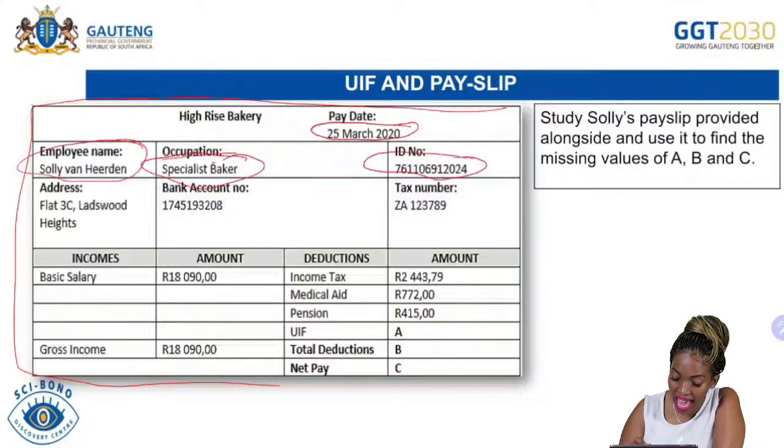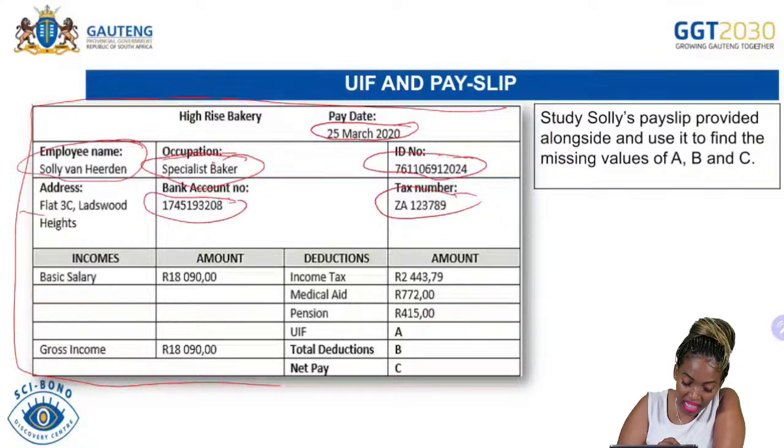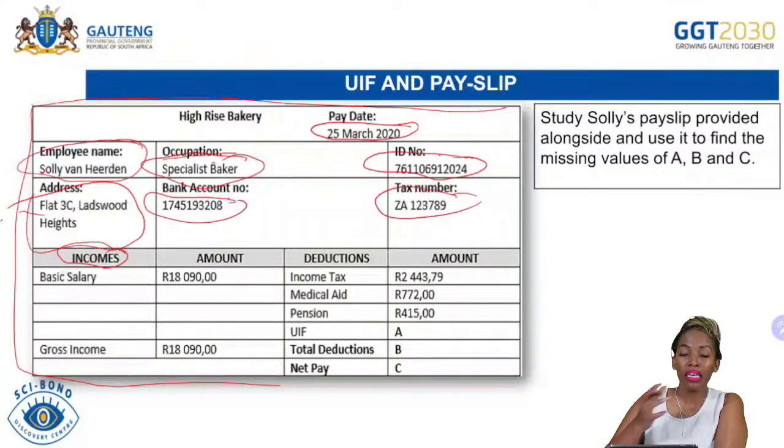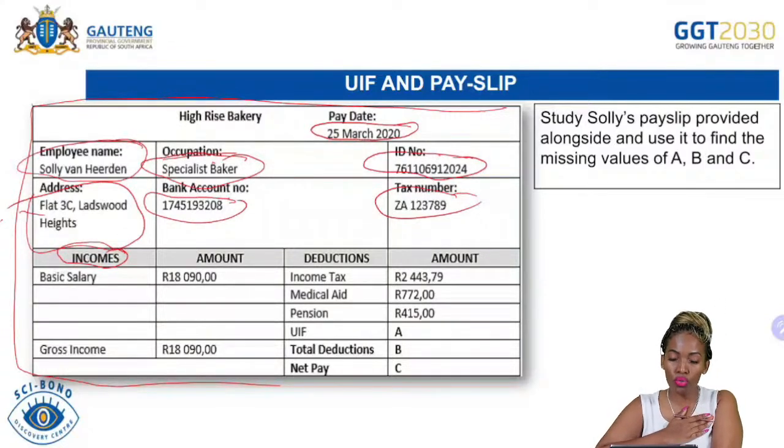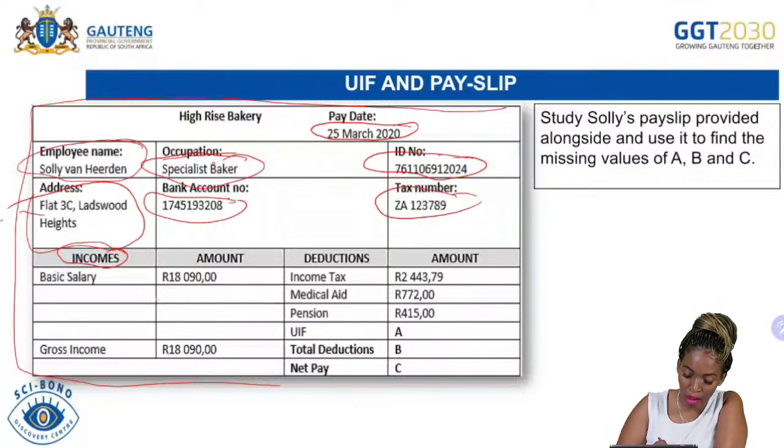And there is Solly's ID number, his tax number, his bank account number, his address. And then, very important, the section of money: income. Remember the income? It is the money that comes to Solly, the money that he earns. He's earning how much?